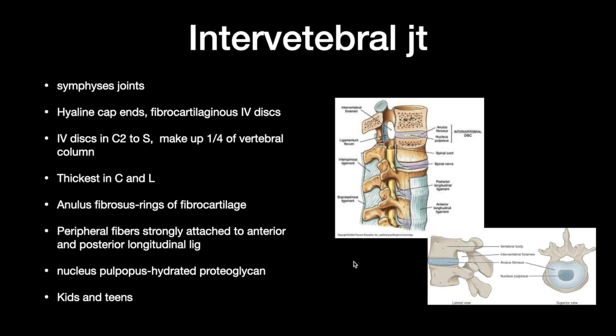And the discs are made out of the annulus fibrosus, which is rings of fibrocartilage, and inside is a nucleus pulposus, which is hydrated proteoglycans. And it's larger in kids and teenagers, and as we age, it will shrink in size.